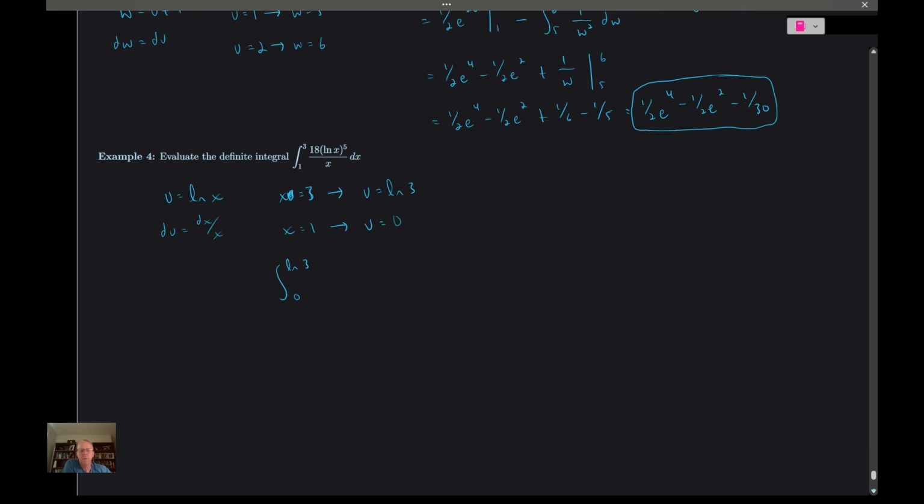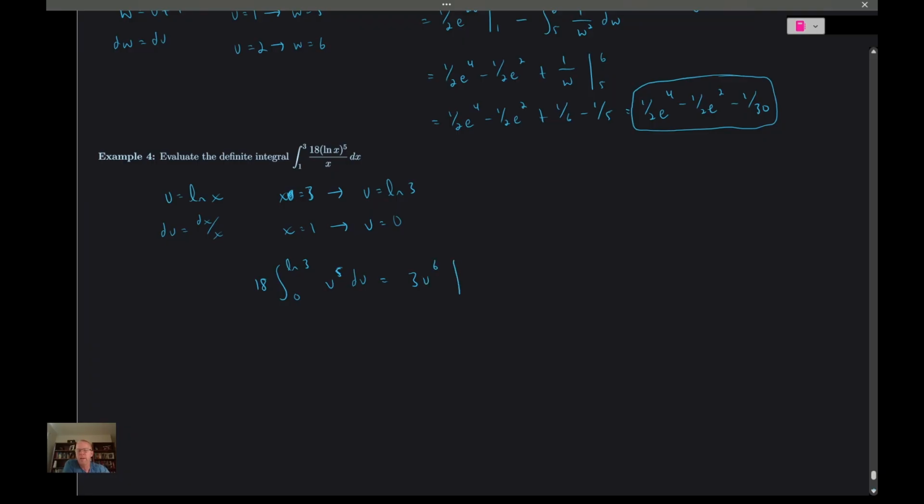Let's do our substitution. So we can actually pull this 18 out. You can pull the constant out. And then this will just become u to the 5th, and then we have dx over x, so that is our du. And then we can integrate that. The new exponent will be 6. 18 over 6 will be 3. So that's 3 u to the 6th.